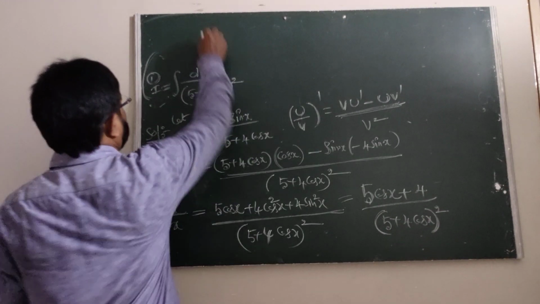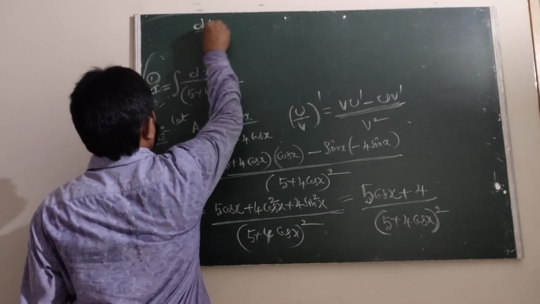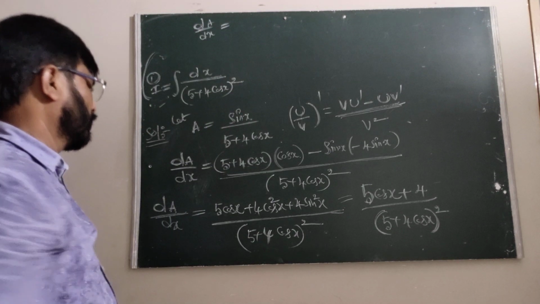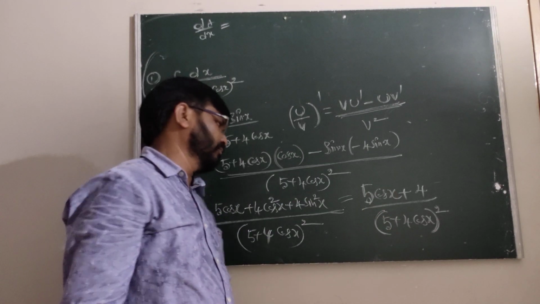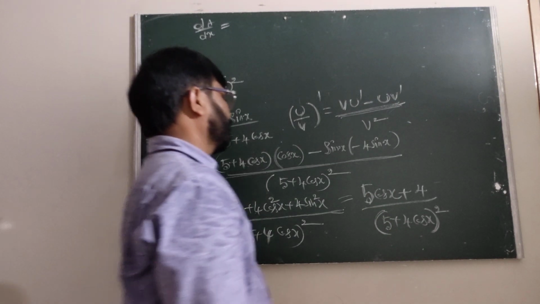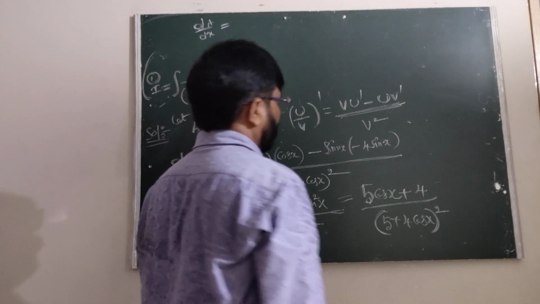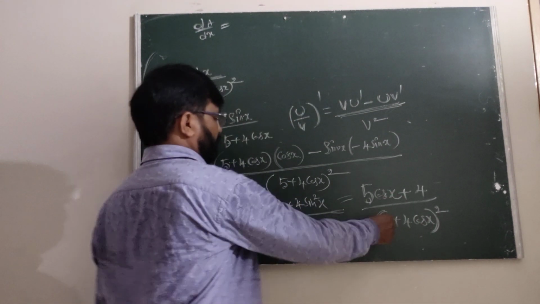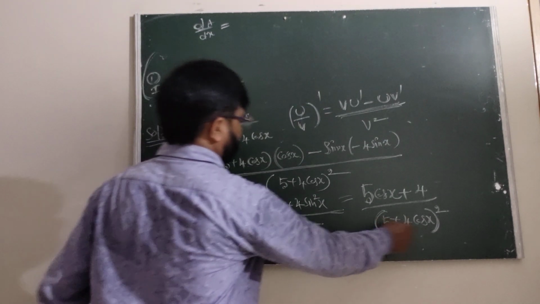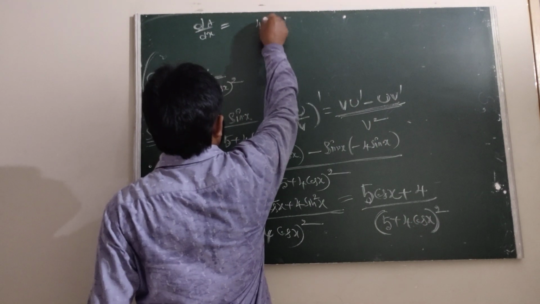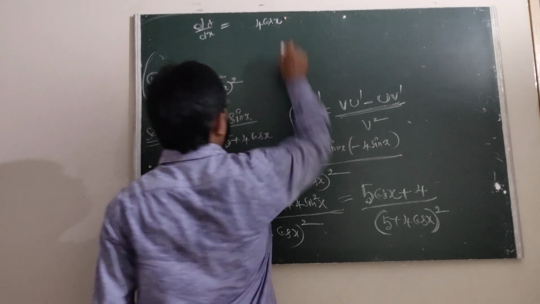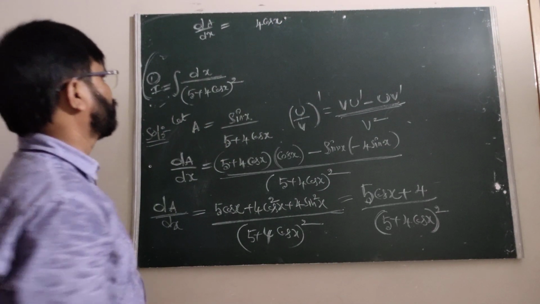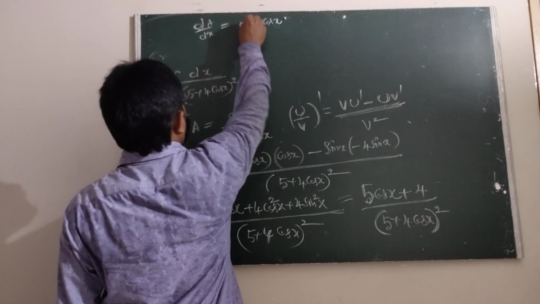Now dA by dx equals, we are getting 5 cos x. All of you listen here. Now here 4 cos x is there. What is the remaining here? First we can write 4 cos x. How to write this one? Here you can write 5 by 4.